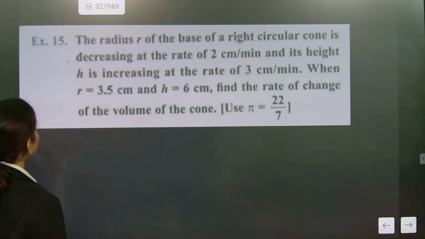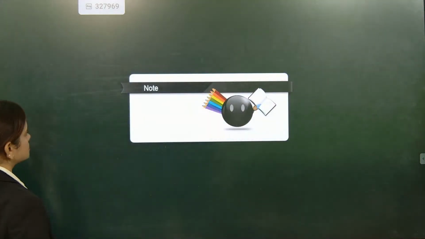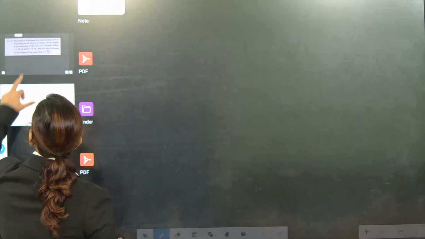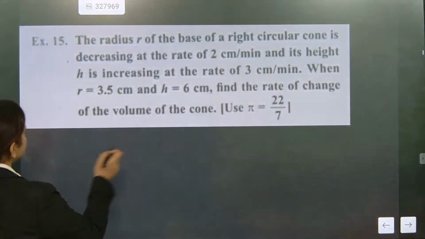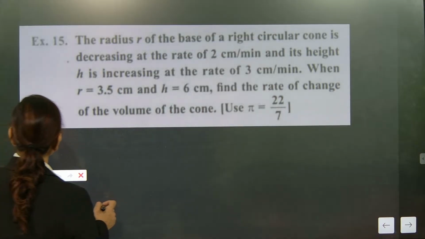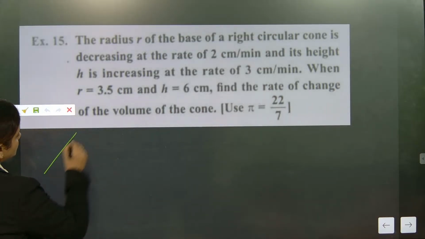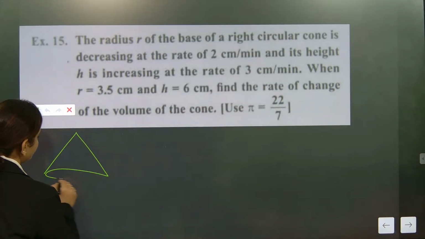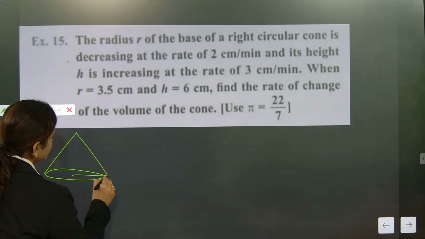Now look here. So when somebody asks about this, wait, I'll go back. Now look, beta, cones, right circular cone. If somebody asks what you are going to do for a right circular cone, check this one out. This is a right circular cone.